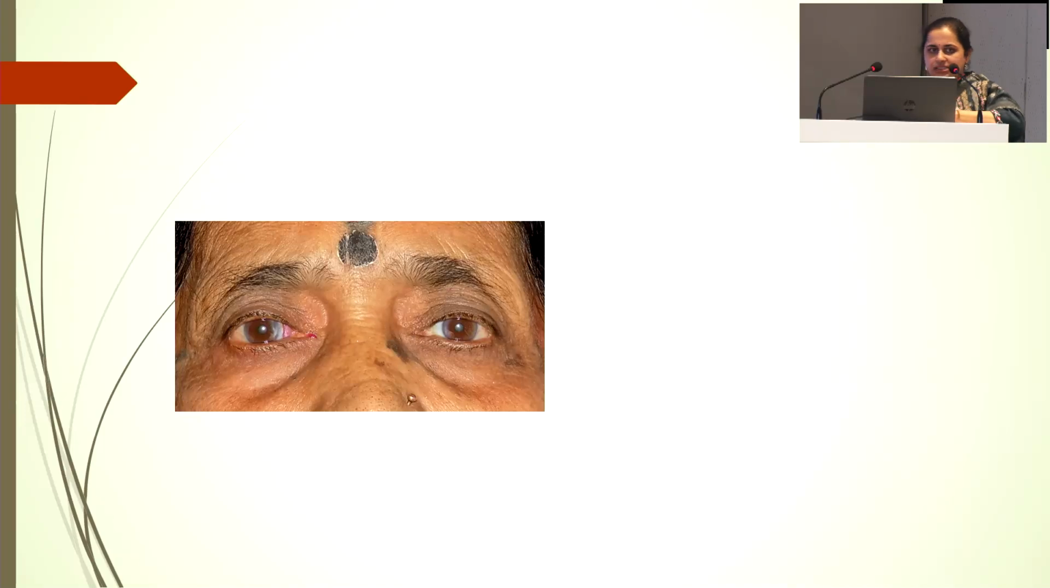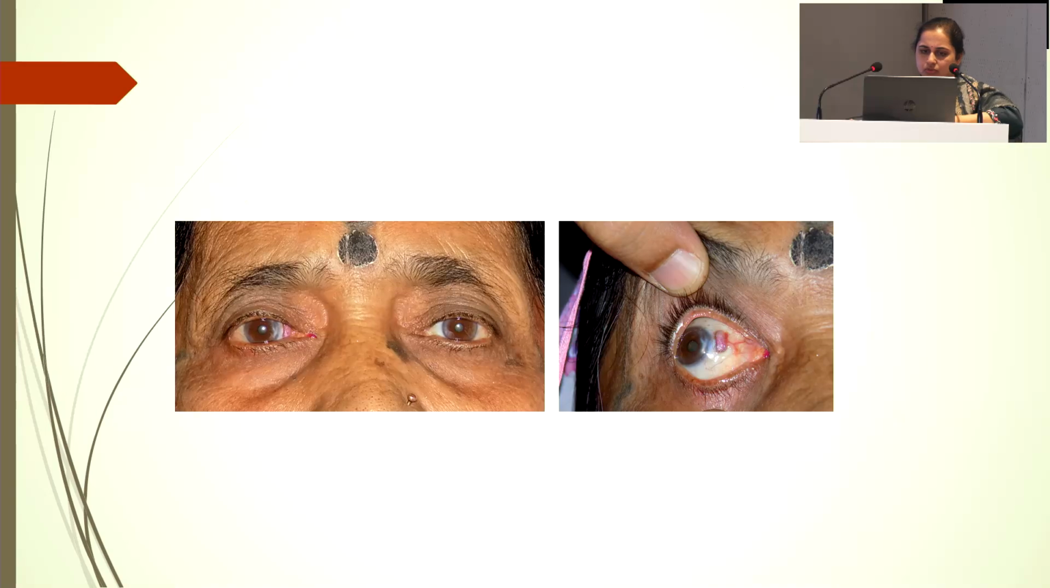Now, the last case scenario I would like to come to. So, this elderly lady came with bilateral defective vision and wanted to undergo cataract surgery. But careful evaluation actually showed a keratinized conjunctival lesion with a feeder vessel. So, this was actually OSSN.